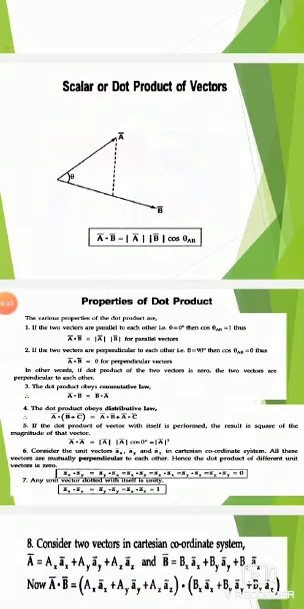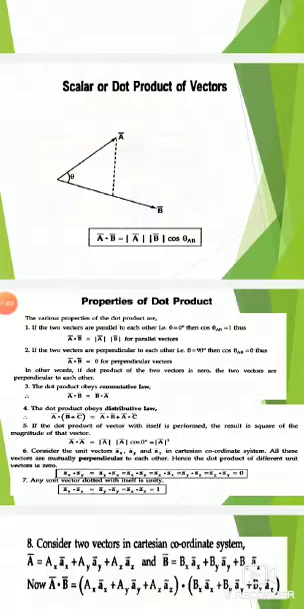In the first property of the dot product, if two vectors are parallel to each other, then the theta value will be 0. If theta is 0, then a vector dot b vector is equal to mod a vector mod b vector. And if the two vectors are perpendicular to each other, then the theta value will be 90 degrees, and the dot product will become 0. The third property is that it obeys the commutative law, and also it obeys the distributive law.